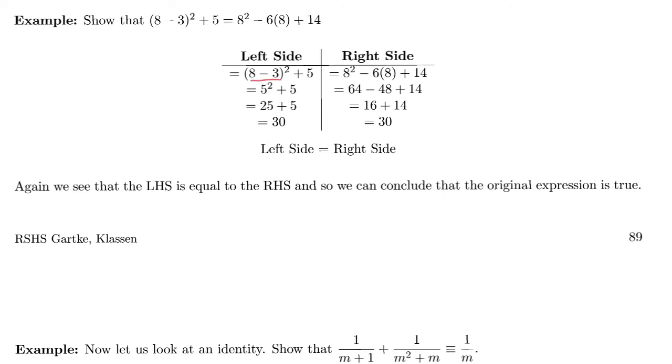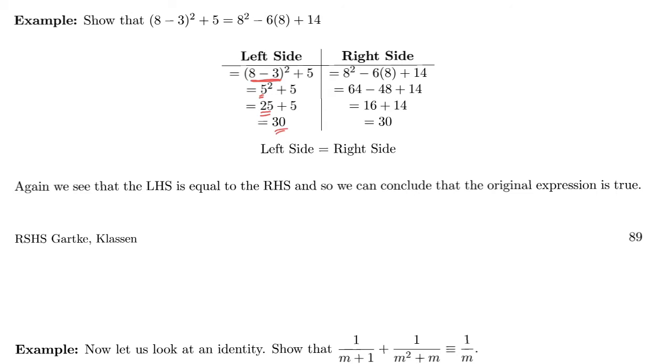So on the left-hand side, we're going to follow the order of operations. Within the brackets, I've got this 8 minus 3, and I know that that's equivalent to 5. Then I apply the square, so 5 squared gives me 25, and then I apply the addition, and I get 30. So the left-hand side is equal to 30.